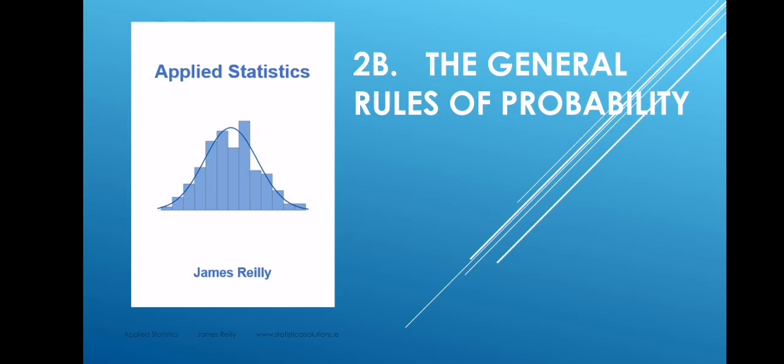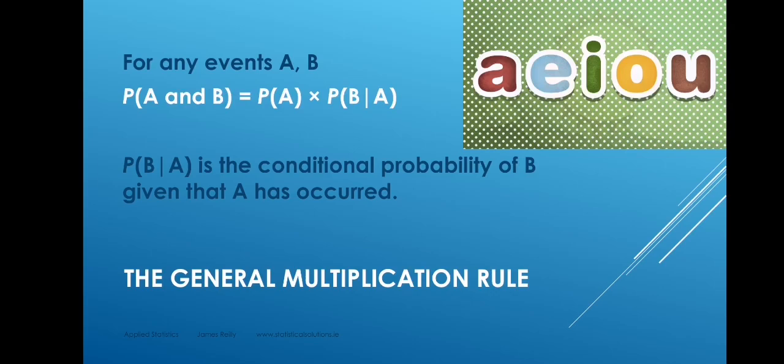Welcome to this lecture on the general rules of probability. The first rule we will consider is the general multiplication rule, and this rule applies to any events. The events do not need to be independent. The probability that A and B occur is equal to the probability that A occurs multiplied by the probability of B given that A has occurred. The probability of B given that A has occurred is the conditional probability of B given that A has occurred.